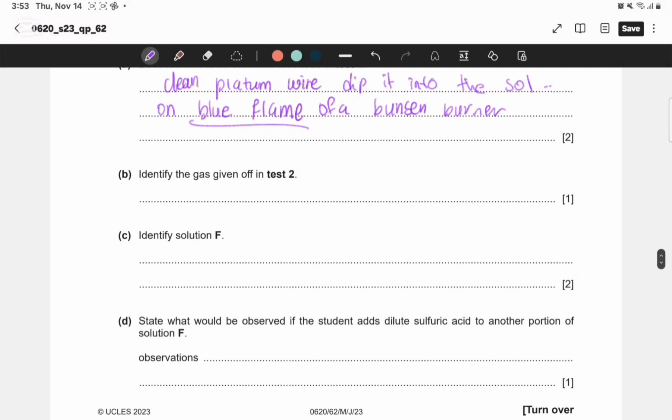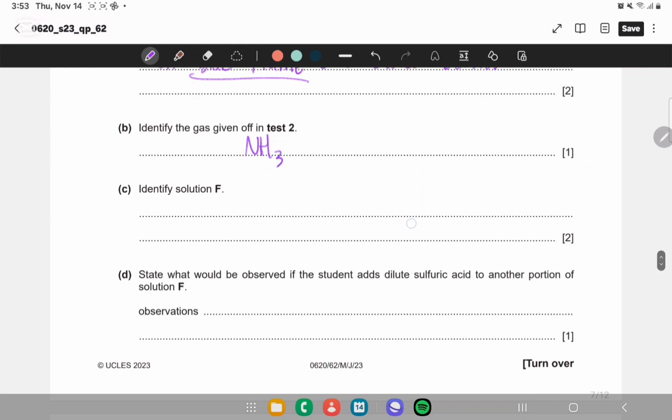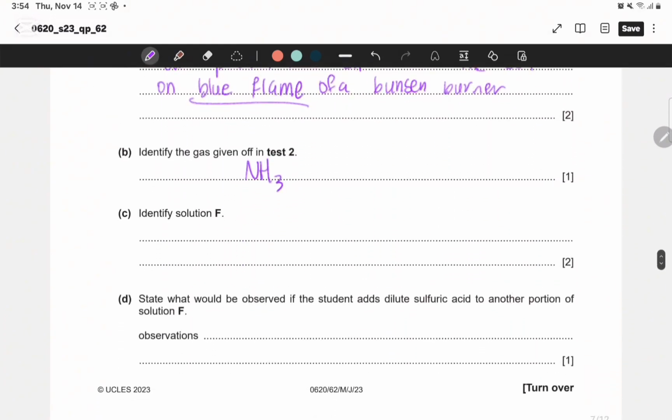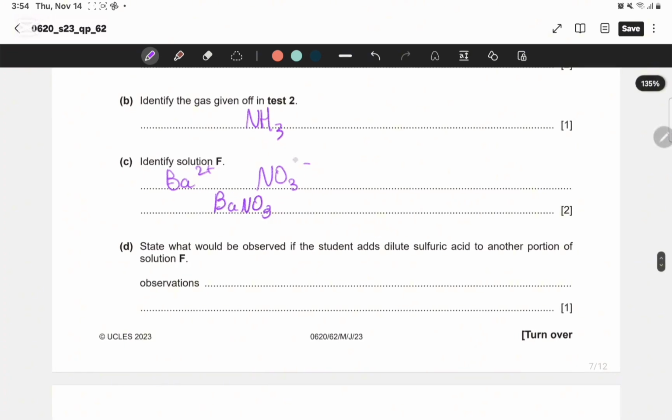Identify the gas given off in test 2. It is NH3. Remember here we said NH3. And then identify solution F, Ba2 plus, NO3 minus. You can say that, or you can say BaNO3. Oh wait, it's NO3 minus, not 2 minus, sorry. So it's gonna be BaNO3 2. Because when you cross multiply, they're not gonna cancel. When you do Ba2 plus and NO3 minus, when you cross multiply, you're gonna get BaNO3 and brackets 2.